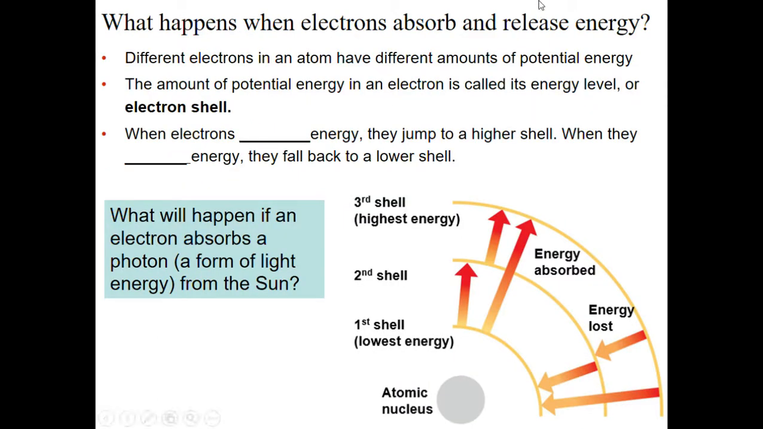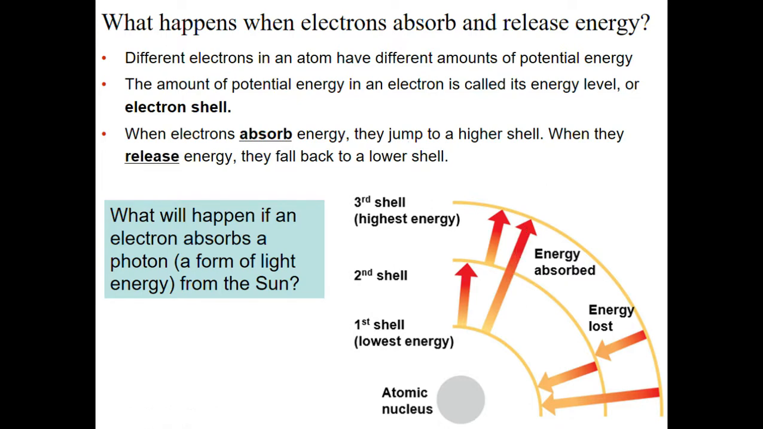So let's talk about electrons when it comes to releasing and absorbing energy. We have different electrons in an atom, and they have different amounts of potential energy. The amount of potential energy in an electron is called its energy level or electron shell. So when electrons absorb energy, they jump to a higher level, just like we see here. Once they absorb energy, they'll jump to the next shell. When they release energy, it's quite the opposite. Instead of jumping to a higher shell, they'll fall back to another shell.